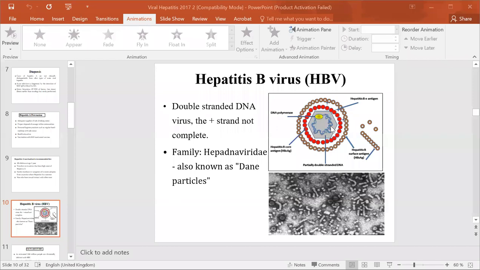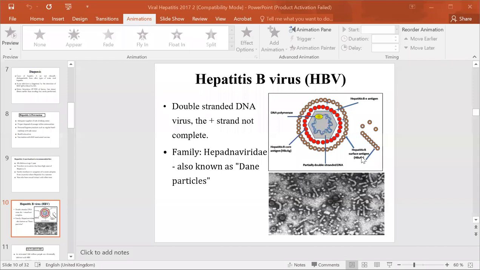Now, this virus also has certain antigens which I want you to pay attention to. The virus carries certain genes that code for specific antigens of the virus. Let's start with the red circles. These red circles that surround the capsid of the virus are one of the proteins of the hepatitis B virus, and it is called hepatitis B core antigen. That is number one.